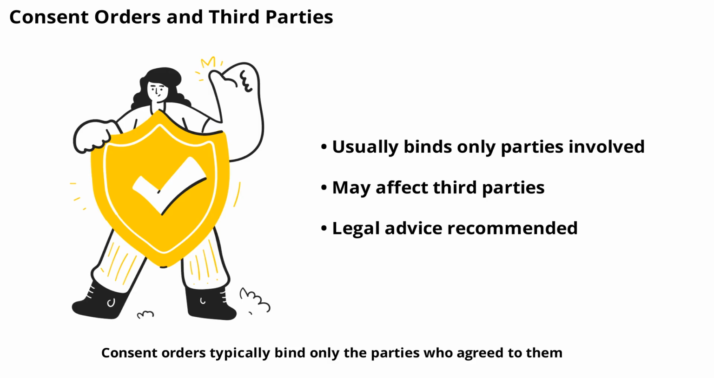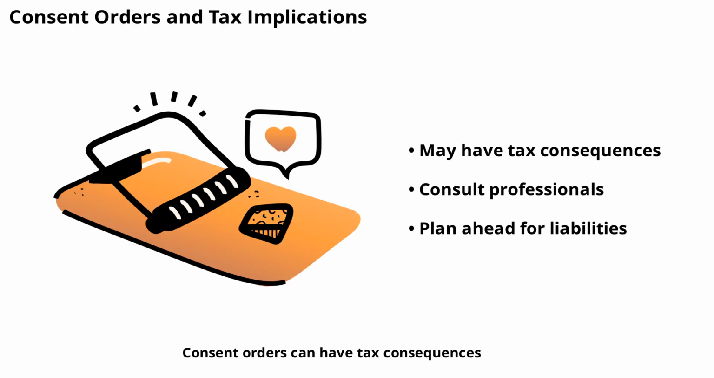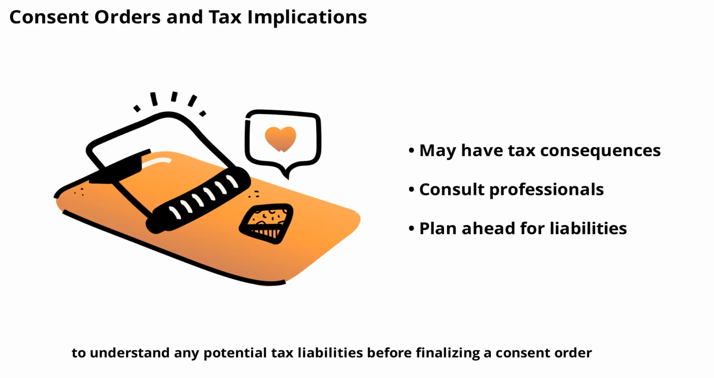Consent orders typically bind only the parties who agreed to them. However, in some cases, third parties may be affected, especially if the order involves property or business interests. It's important to consider the impact on others and seek legal advice if you think a third party's rights might be affected. Consent orders can have tax consequences, especially in cases involving property settlements or business agreements. It's important to consult with a tax professional or lawyer to understand any potential tax liabilities before finalizing a consent order. Proper planning can help avoid unexpected costs down the road.